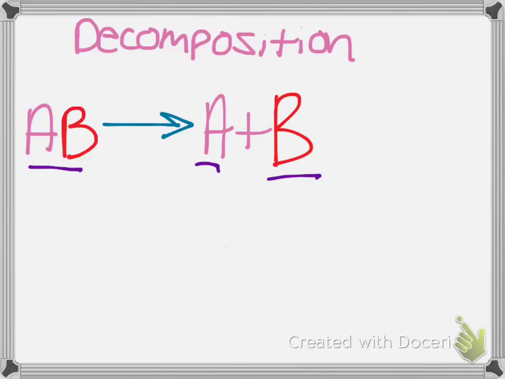The next reaction is called decomposition. In this reaction, one reactant, AB, is broken up into 2 smaller parts, A plus B. So if you think about something decomposing, it's breaking up into smaller pieces, which is a nice trick to help you remember what decompositions look like.